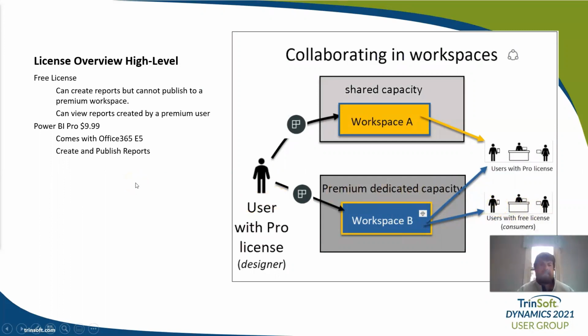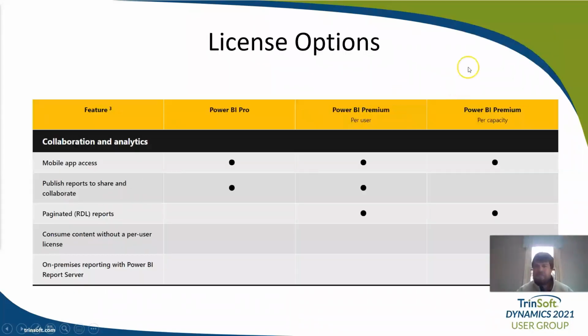All right, let's go to the next slide here. So I just have a few slides and then we'll actually get into the program. So we talked about Power BI Pro and free. There's also two other additional license types. That's the Power BI Premium per user and then the Power BI Premium per capacity. So what do those give us compared to the Power BI Pro? So on our Pro, we're going to have mobile app access and we're going to be able to publish reports and share and collaborate with those, as we talked about a minute ago.